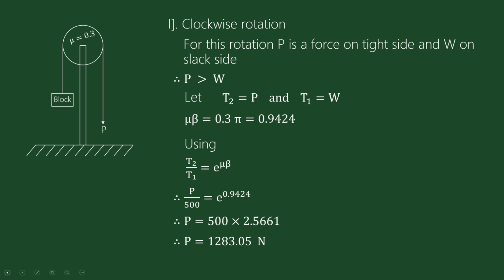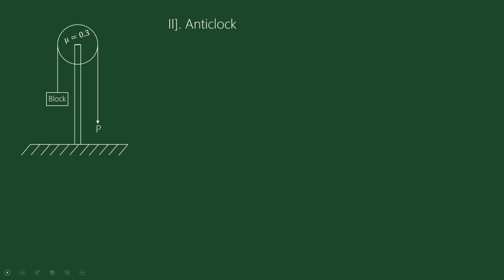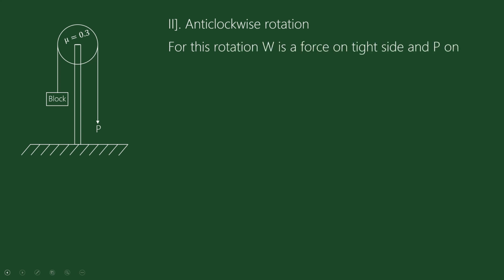So, for clockwise rotation, we got the value of P as 1283.05 Newton. Now, in the same manner, we have to consider anticlockwise rotation. What will be the change in case of anticlockwise rotation? Whenever rotation is anticlockwise, the value of P should be less than the weight of the block, and therefore, for this rotation W is the force on the tight side and P is on the slack side. Therefore, we can say P is less than W. Now, since P is tension on the slack side, we can call T1 equal to P and T2 equal to 500 Newton, that is W.